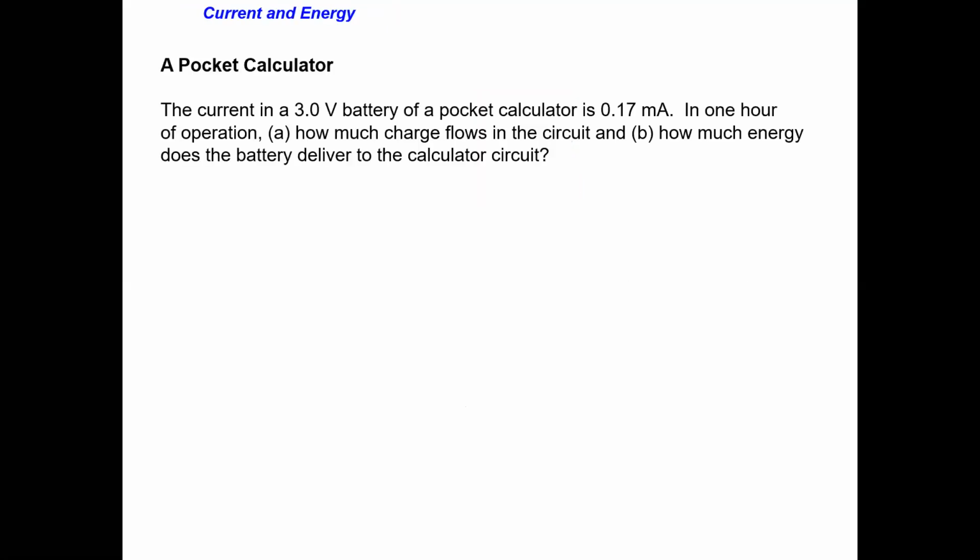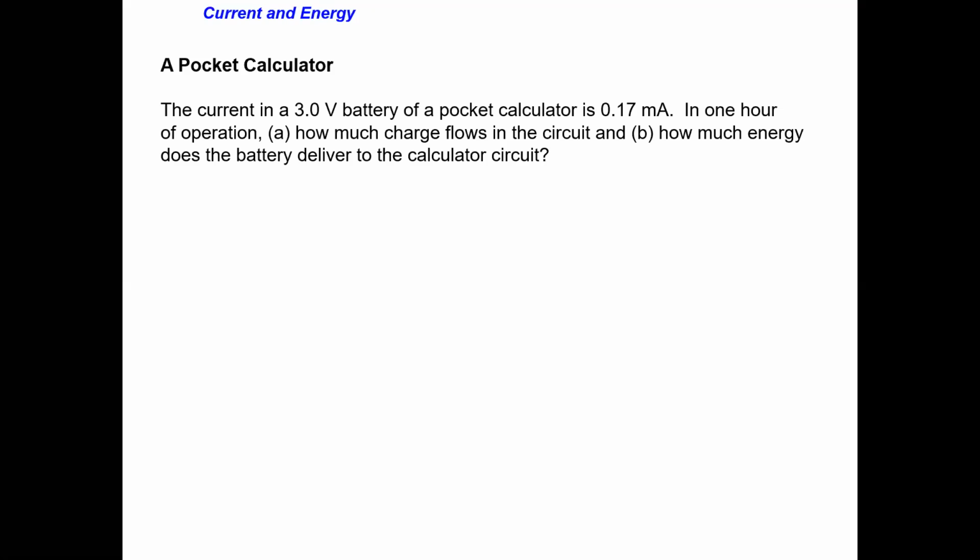Okay, this problem talks about a pocket calculator. We've got a 3-volt battery that's powering this pocket calculator, and it's supplying a current of 0.17 milliamps. The question says that we leave this thing running for an hour and asks how much charge flows in the circuit, and also how much energy the battery delivers to the circuit over the course of this hour.